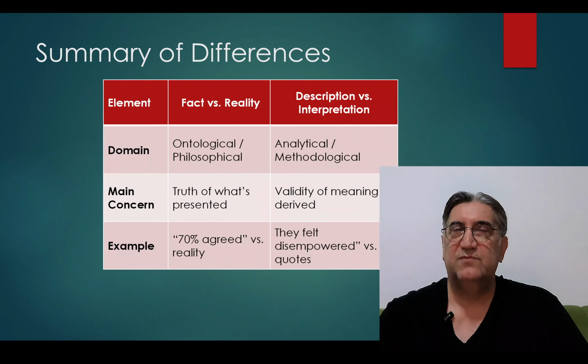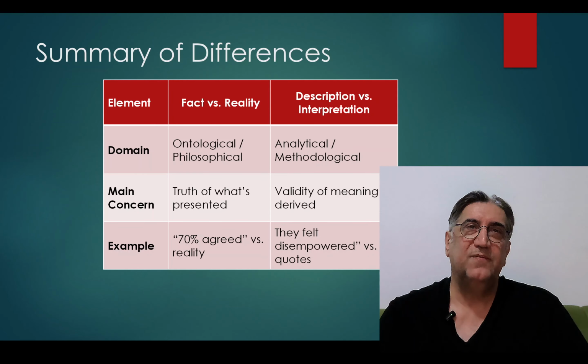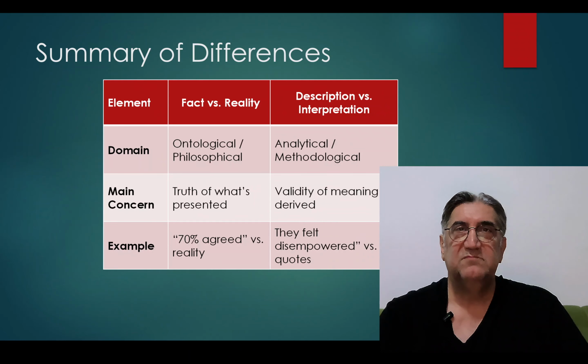When researchers present findings such as 70% of participants agreed with this statement, they are presenting what they consider a fact, a data point based on what was reported or measured. However, critical reviewers must ask, does this fact reflect reality? That is, does the reported percentage truly represent the broader truth of the population or phenomenon being studied? Or is it possibly a constructed, limited, or even misleading representation? The central concern here is whether what's being presented actually corresponds to the complexity of real world conditions.